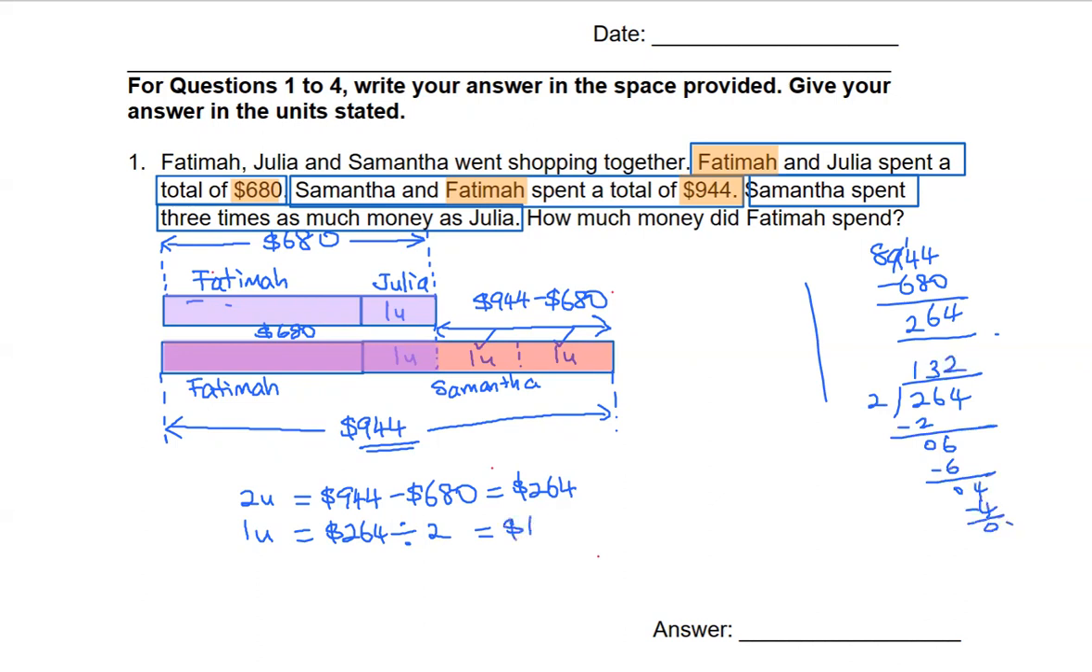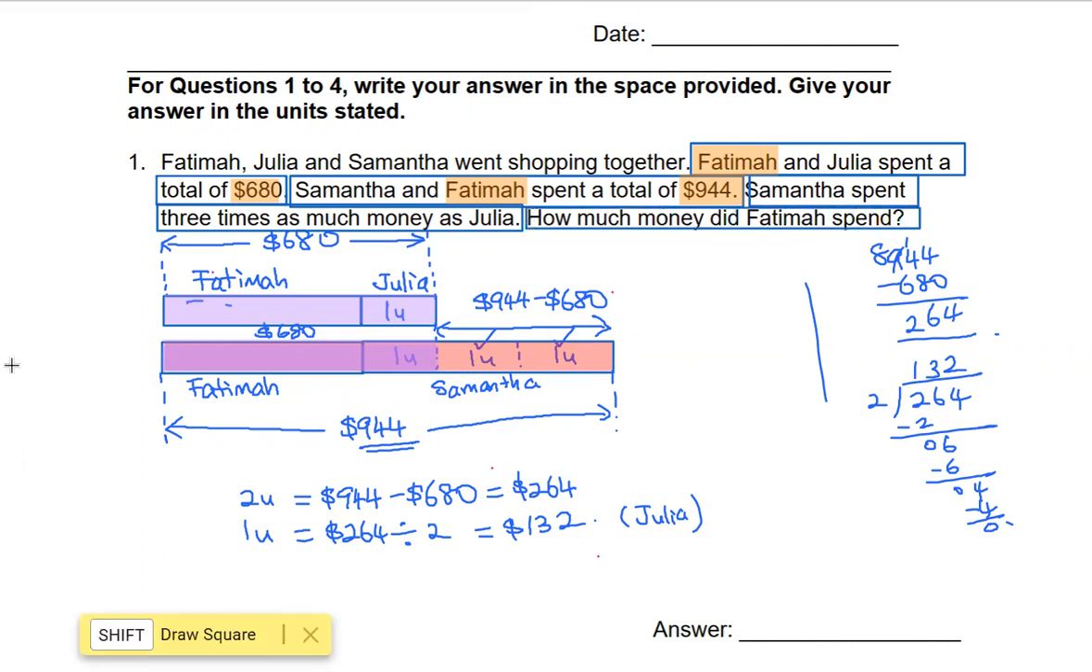Okay, which is 132. Which means that this will be spent by Julia, because Julia spends 1 unit. So Julia has spent 132. So the question here is, how much money did Fatima spend? We're looking for Fatima.